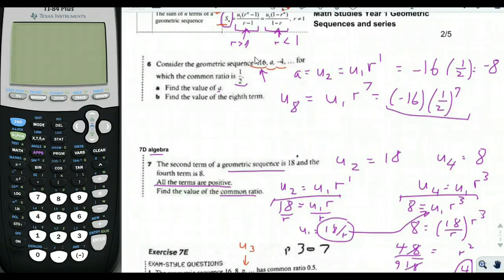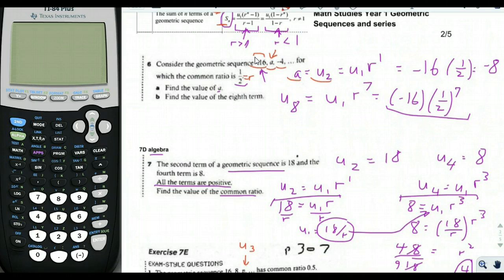For which the common ratio is a half. Oh, they're already giving us the common ratio. The common ratio is a half, okay? And we already know U1. U1 is -16, okay? Now they want to know what A is. Well, A appears to be the second term. So A is actually equal to U2.